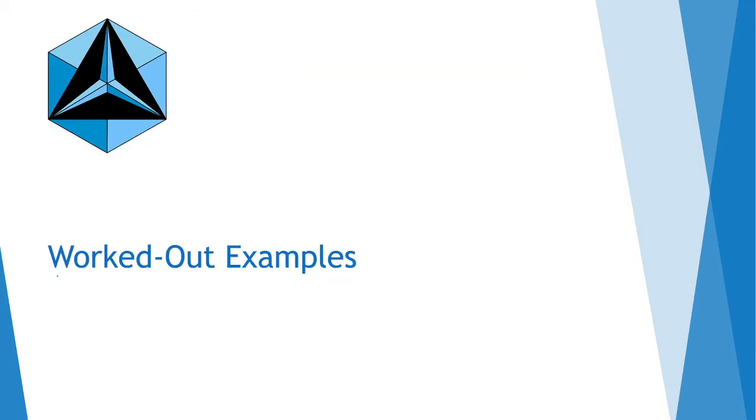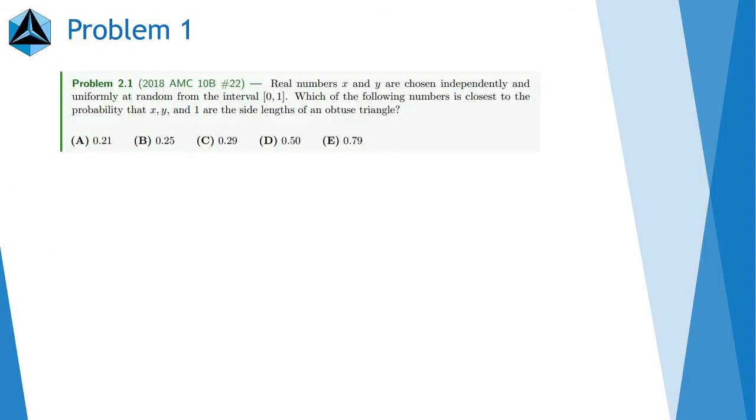I have 3 of them. They're going to take us a while to do. So let's start with this one, 2018 AMC 10B number 22. It's already a late problem on the AMCs. The real numbers x and y are chosen independently and uniformly at random from the interval 0 to 1, and that interval is showing up again. Which of the following numbers is closest to the probability that x, y, and 1 are the side lengths of an obtuse triangle?